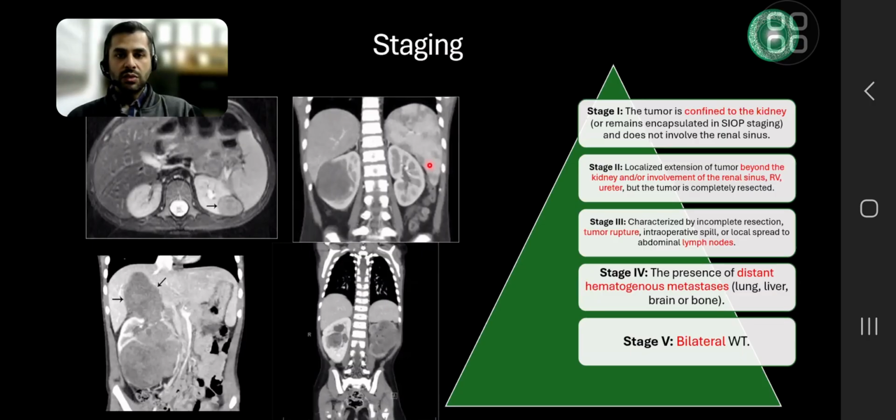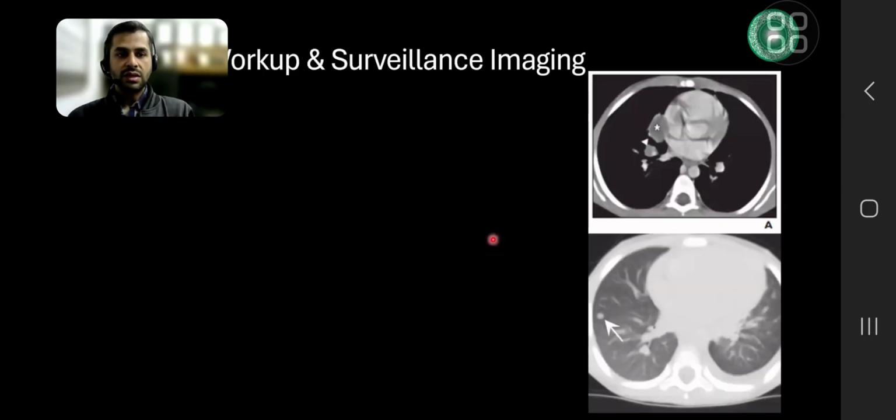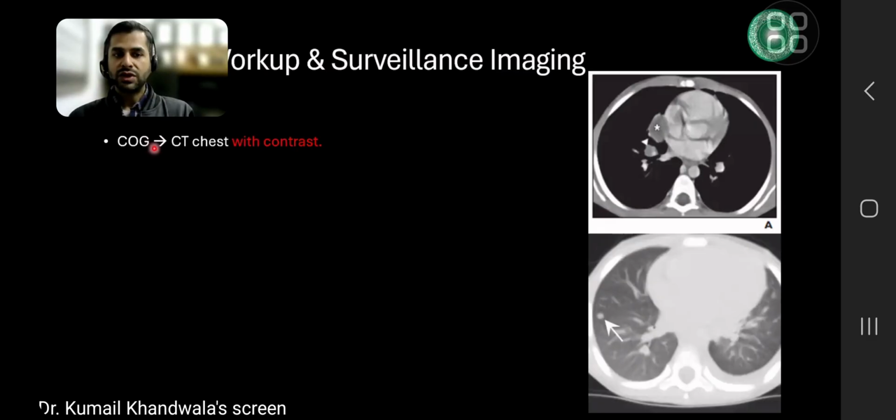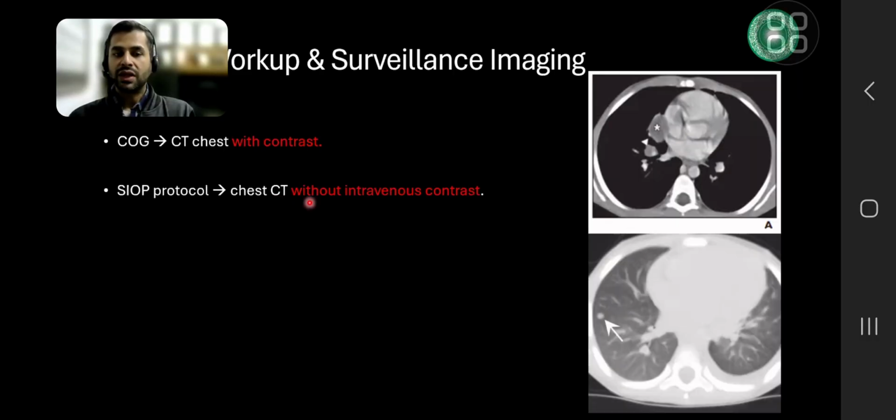So when we talk about staging workup and surveillance imaging, the COG guidelines advocate for CT chest with IV contrast to detect disease in the chest. However, the SIOP protocol advocates for CT chest without the need for IV contrast unless it is performed concurrently with a contrast enhanced abdomen and pelvis CT.